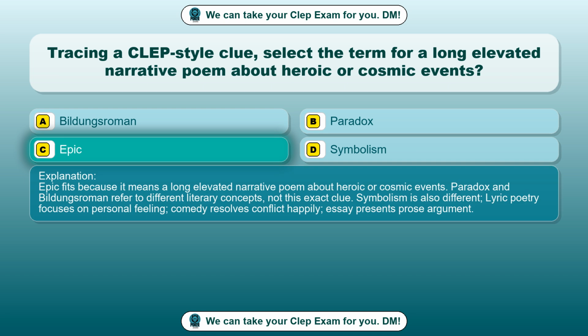Epic fits because it means a long elevated narrative poem about heroic or cosmic events. Paradox and Bildungsroman refer to different literary concepts, not this exact clue. Symbolism is also different. Lyric poetry focuses on personal feeling, comedy resolves conflict happily, essay presents prose argument.